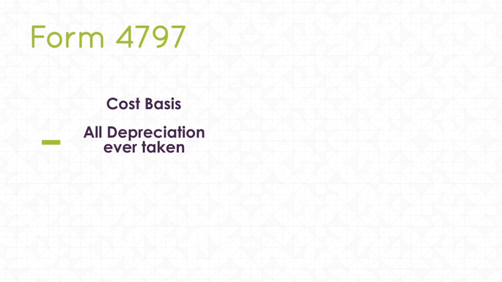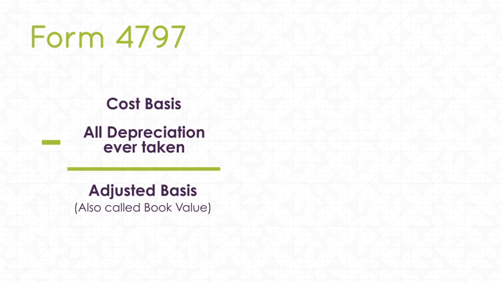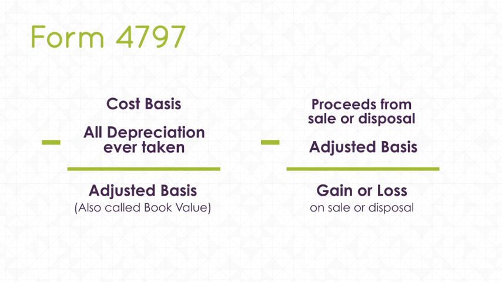Then, subtract all depreciation ever taken on the asset on tax returns from the cost basis, which equals the current book value. Book value is also called your adjusted basis. To calculate the gain or loss, the book value is subtracted from the proceeds received. For more information on calculating a gain or loss, refer to Segment 5, Talk 2, Sale of Business Property.